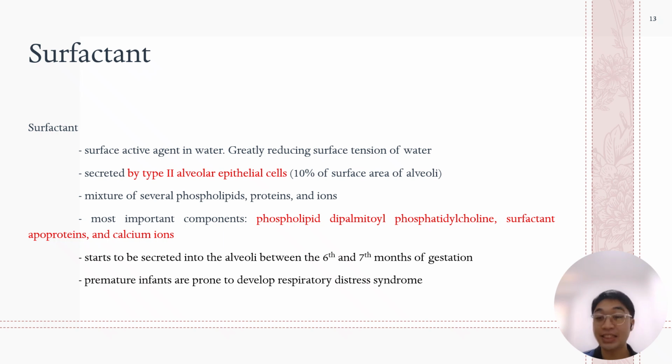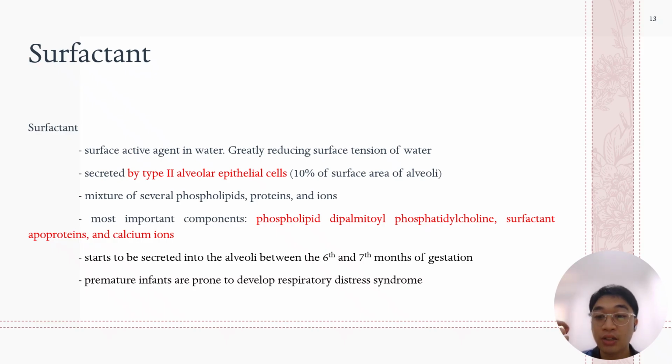But if it is less than 37 weeks, then that's what you call preterm. But especially among those less than 32 weeks, okay? So less than 32 weeks of gestation, it is significant because when they give birth at around less than 32 weeks, the pulmonary surfactants are not yet available for the newborn.